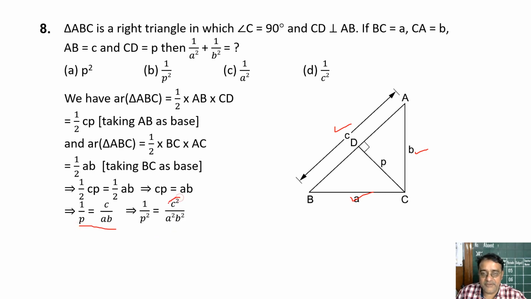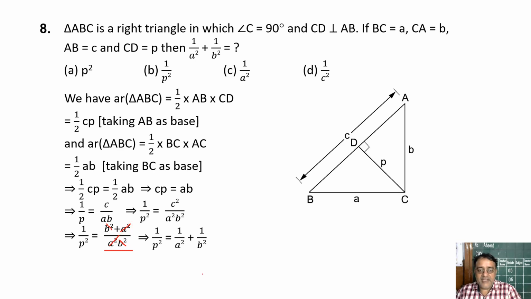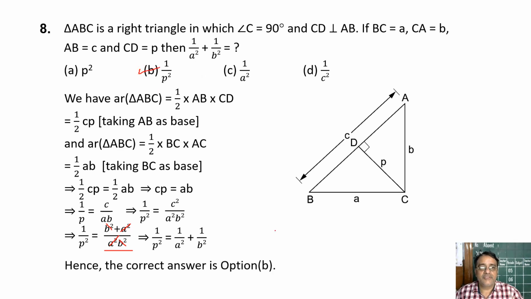Now we will substitute c square, that is b square plus a square. After that, split this. If you split these two, b square will cancel here and a square will cancel here. So we are getting this one, that is 1 upon a square plus 1 upon b square. So which option is the correct one? Option B. Option B, right. So this is question number 8.